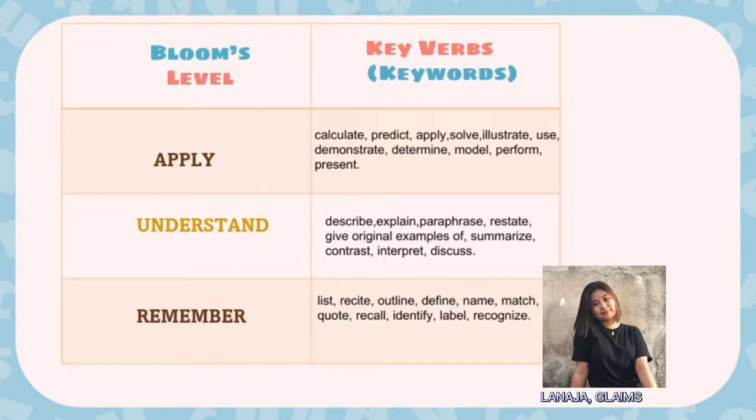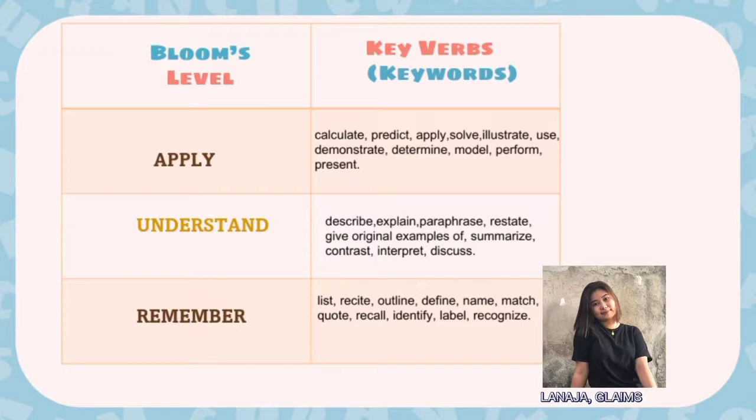The next level that we have is to understand. The key words of understand are describe, explain, paraphrase, restate, give original examples, summarize, contrast, interpret, and discuss. One of the examples of this level is the students will be able to describe or explain their lesson in his or her own words.